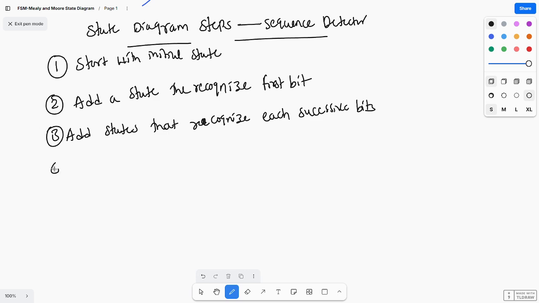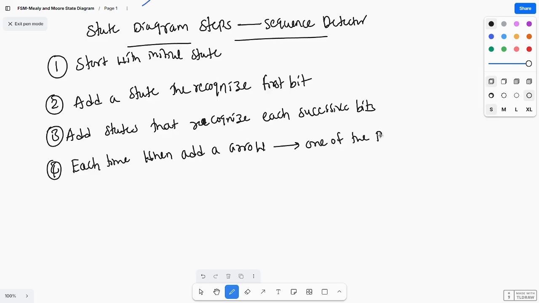So each time when you add an arrow, where can it go? It can go to one of the previous states, or a new state must be added.